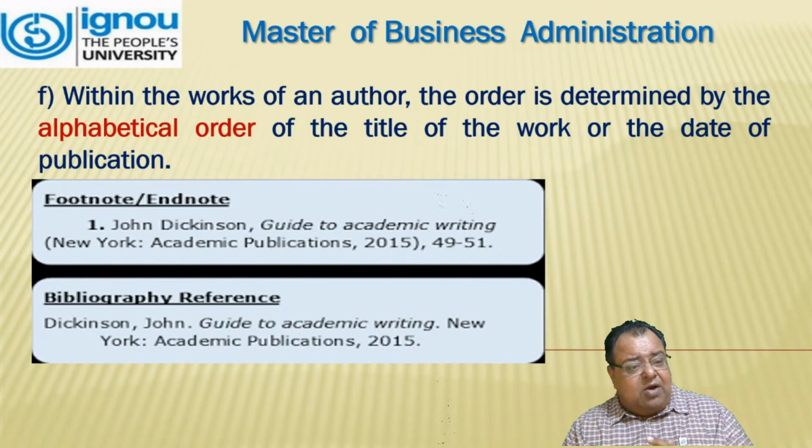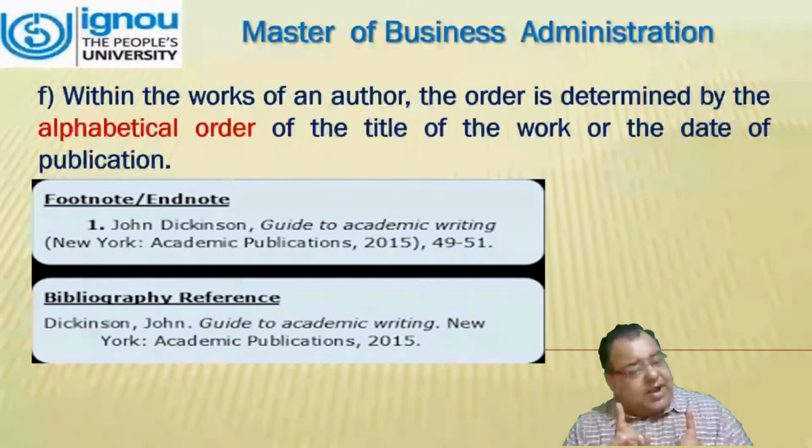You can see over here how footnotes or endnotes are written. Name, Guide to Academic Writing, within parentheses, New York, academic publication, year of publication, and on which pages it is given. And if we talk about the bibliography reference: name, passage, Guide to Academic Writing, country, academic publication, and year. No page, no parentheses.